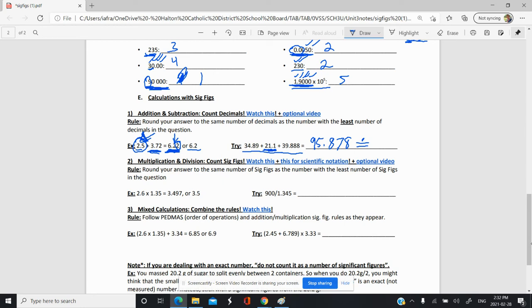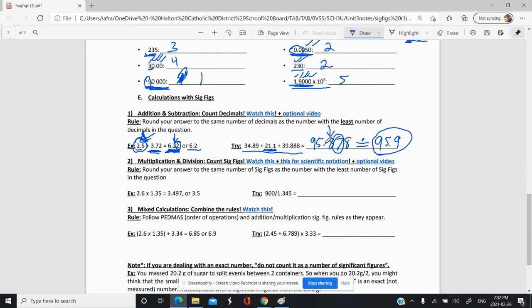I need to have one decimal place now. So I need to be here. I'm going to look over here to see if I'm rounding up or down. Because there's a 7 there, I'm going to be rounding that up. So I'm going to get 95.9 as my final answer over here, to have one decimal place.